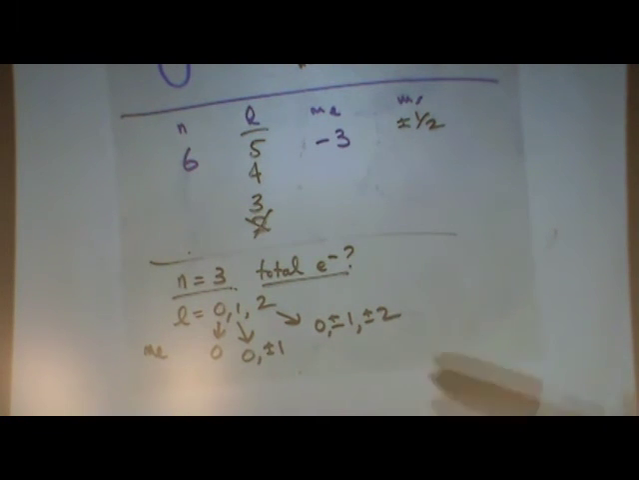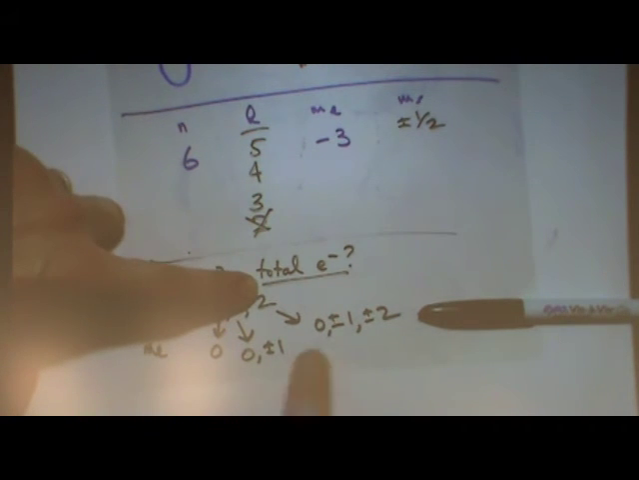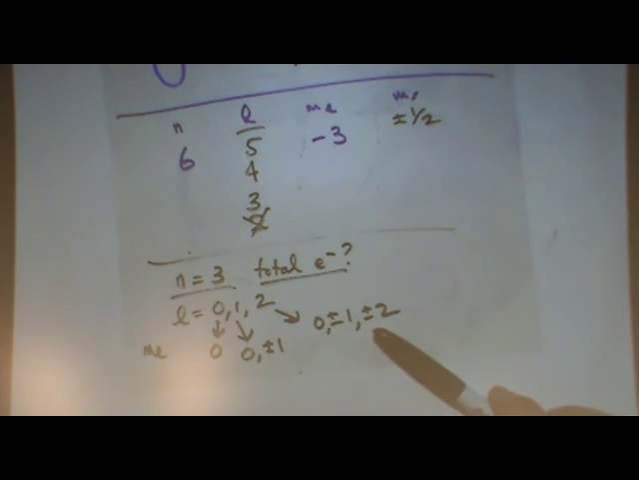Now, these represent the number of orbitals. So the s orbital has 1 orbital. The p has 3, and the d, L equals 2, has 5. Okay, so what's the total number of orbitals I have right now? 5 plus 3 plus 1, right? So 9. Okay, how many electrons would I have?